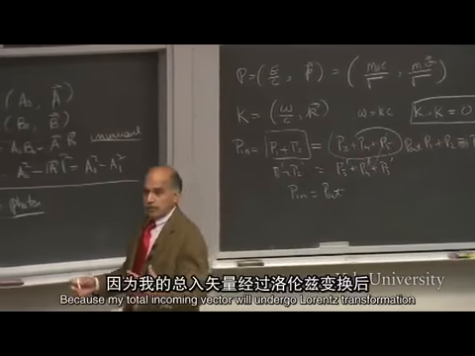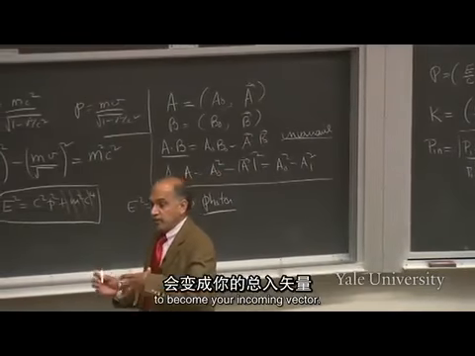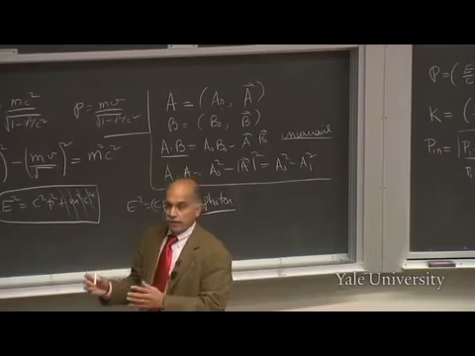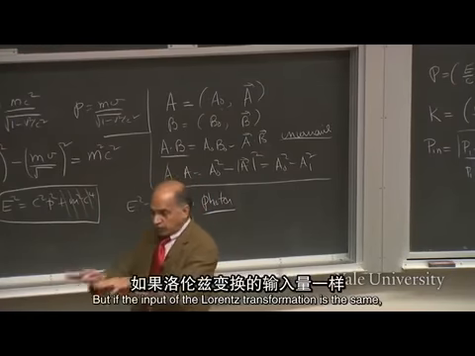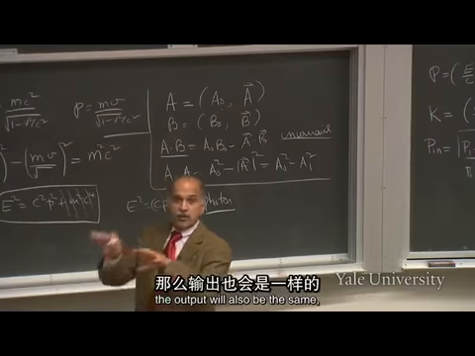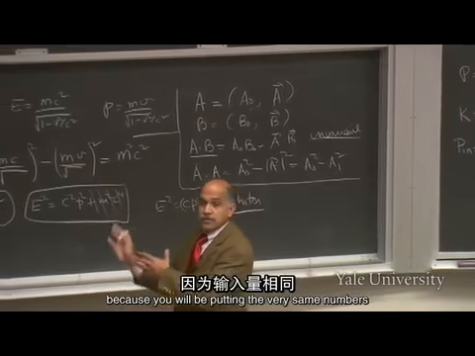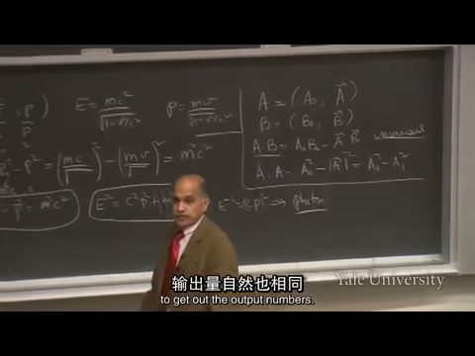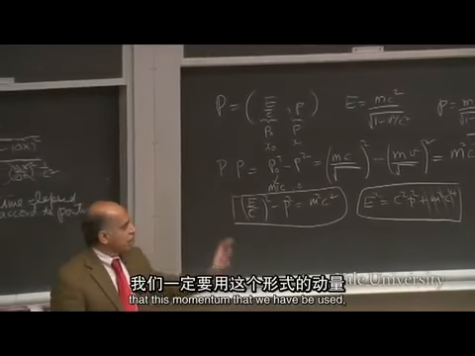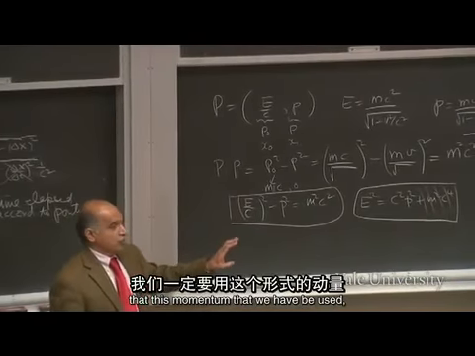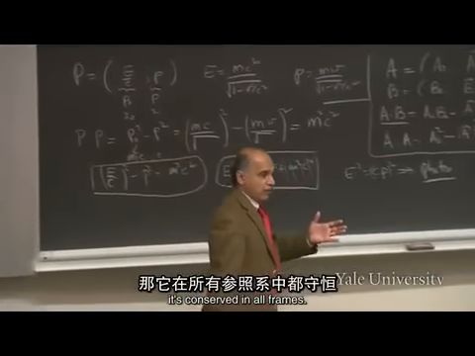Do you understand why? Because my total incoming vector will undergo a Lorentz transformation to become your incoming vector. My outgoing vector will go through a Lorentz transformation to find your outgoing. But if the input to the Lorentz transformation is the same, the output will also be the same, because you will be putting in the very same numbers to get the output numbers. That's why it's very important that this momentum that we have be used, because it has a chance that if it's conserved in one frame, it's conserved in all frames.